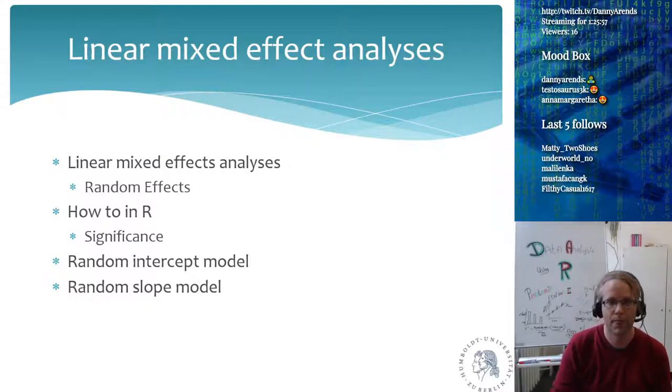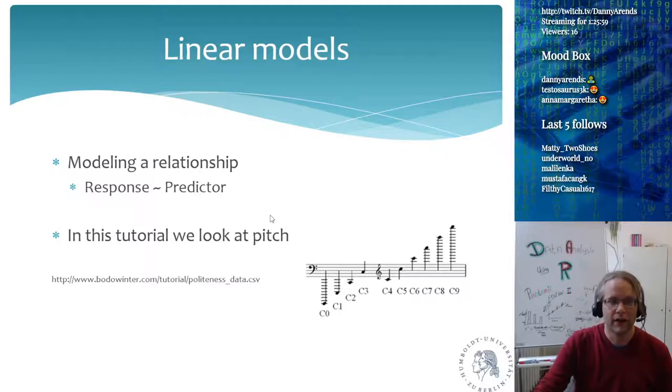So basically, linear models are modeling a relationship, right? You have your response and a certain predictor or a set of predictors. The tutorial of Bodo Winter focuses on pitch, also called frequency. Pitch is kind of what you do with your voice. You can have a very low voice or you can have a very high voice, and that's the pitch, right? When you do a recording, then based on the recording, you can see if someone has a very low voice or a very high voice.